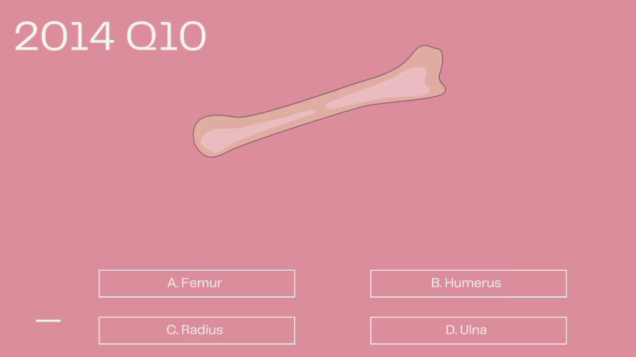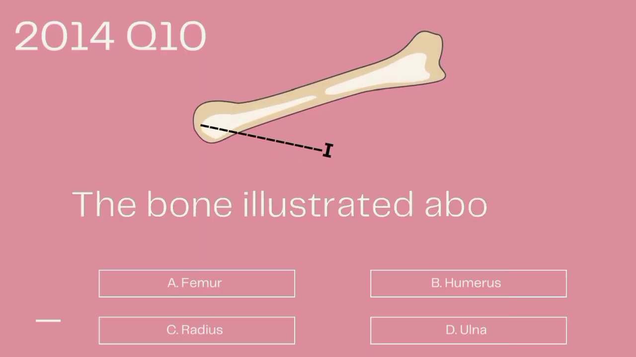The next question is question 10 in 2014. The diagram below is an illustration of a mammalian bone. Use it to answer question 10 and 11. Question 10. The bone illustrated above is the A. Femur bone, B. Humerus, C. Radius, and D. Ulna. What do you think is the answer? Look at the structure of the bone critically.